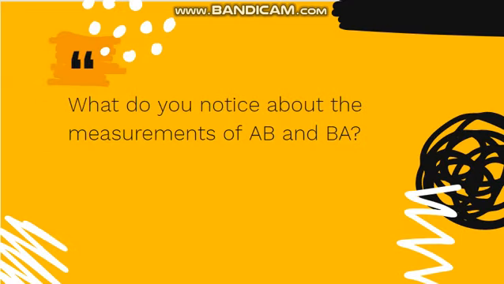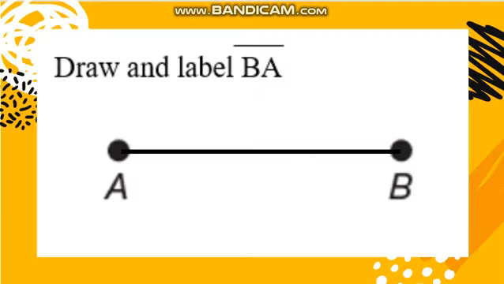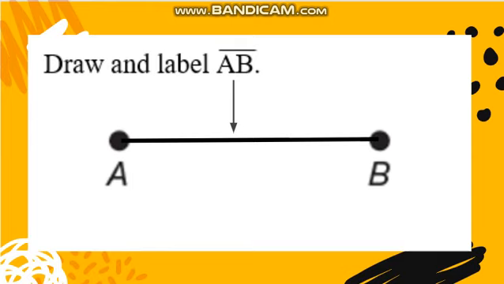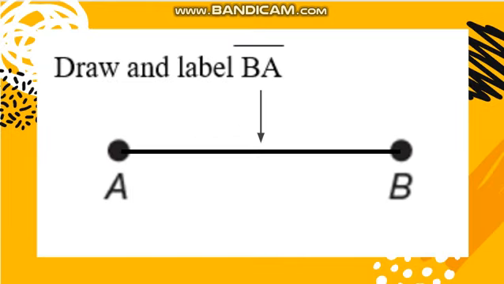Next question is, what do you notice about the measurements of AB and BA? Well, let's see, there's BA, there's AB. One thing we might notice is that they're the same. They are the same measure.